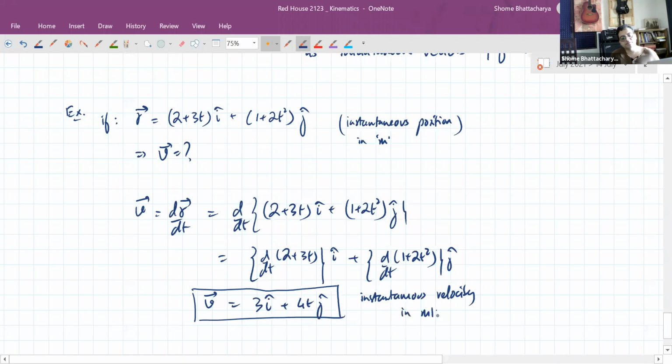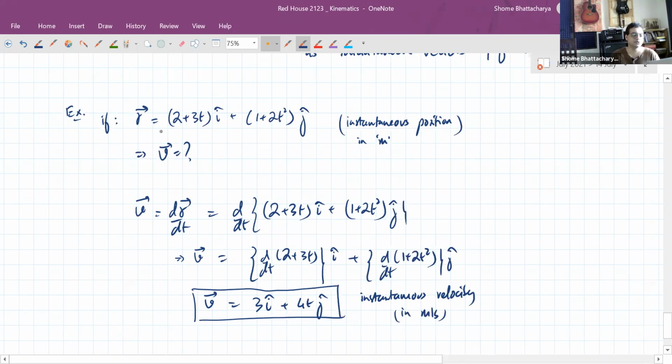In meters per second. Okay. So this is the simplest way: if I know position as a function of time, I can just find the velocity as the instantaneous rate of change of position. I will show you the displacement method also, but unnecessarily a second step will be required for that.